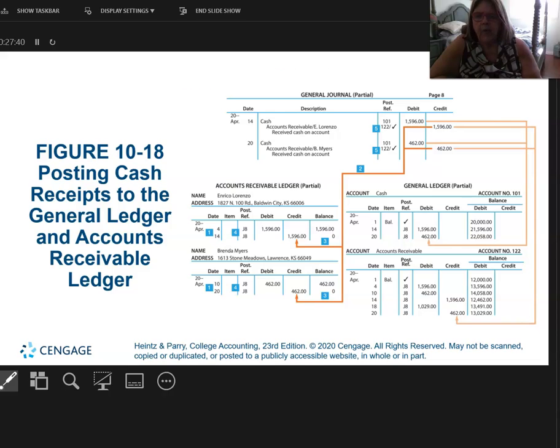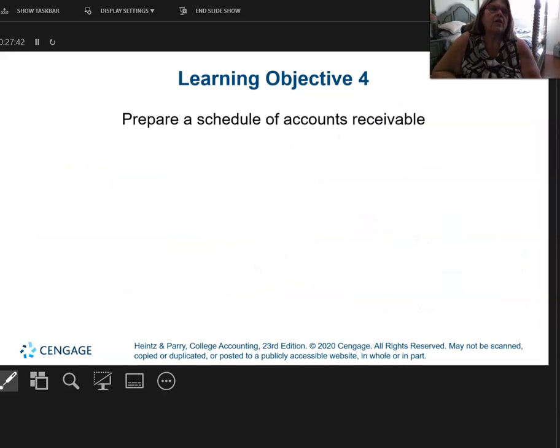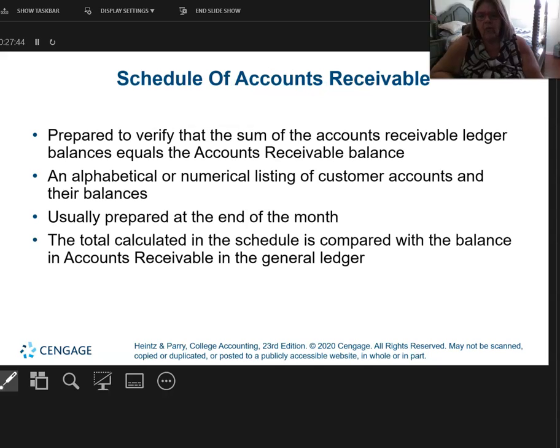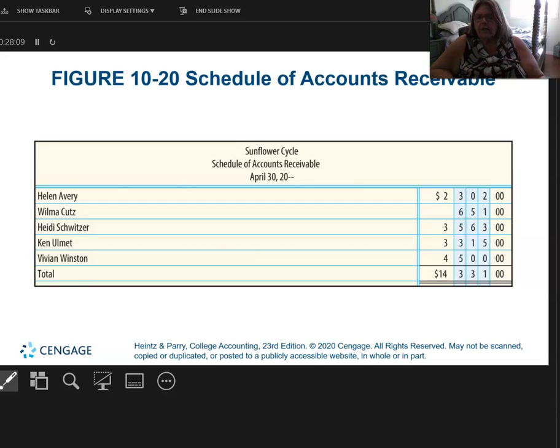And when we're done with that, we're going to prepare what we call a schedule of accounts receivable. What that is, it's nothing more than a list of all the customers who owe you money, and you'll be taking it from their subsidiary accounts receivable ledgers. You'll list them in alphabetical order, or maybe if they're by customer accounts, it depends. Usually you do it at the end of the month, and whatever the total of this schedule of accounts receivable is, it should equal the AR general ledger or the controlling ledger.